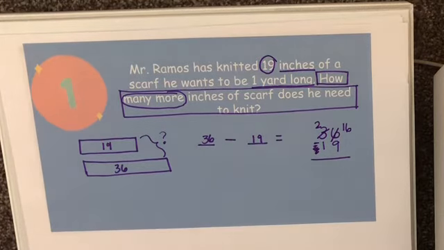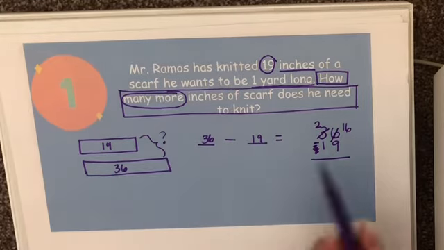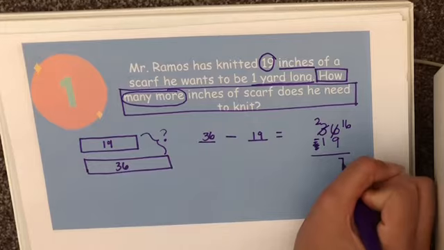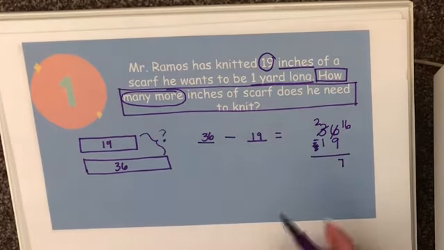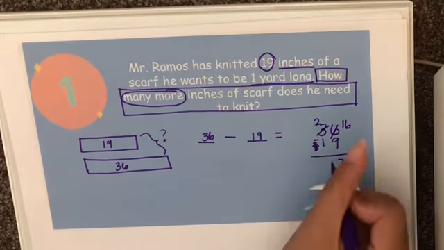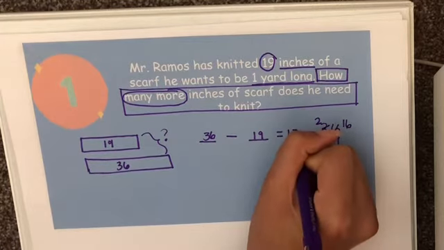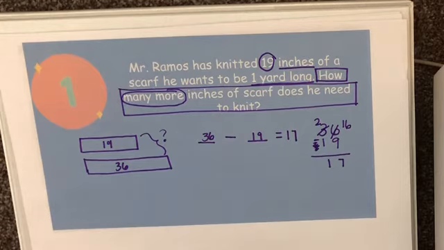Okay, so let's go over this. If I count backwards, starting at 16, 15, 14, 13, 12, 11, 10, 9, 8, 7. We know that 16 minus 9 is 7. And if we take 1 ten from 2 tens, that becomes a 1. So my final answer is 17.